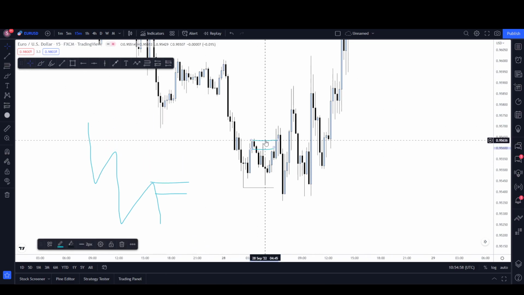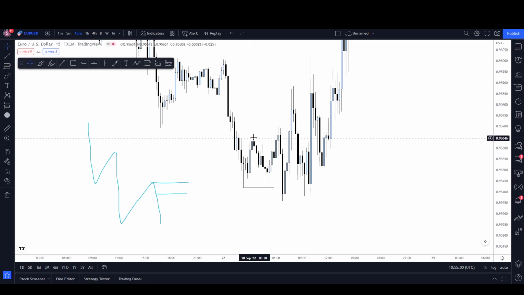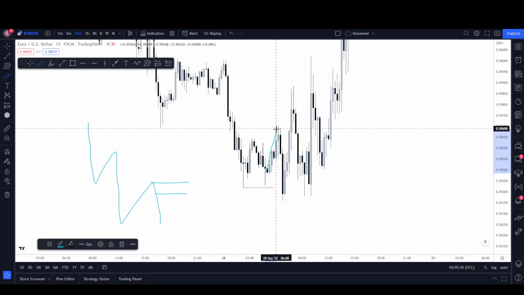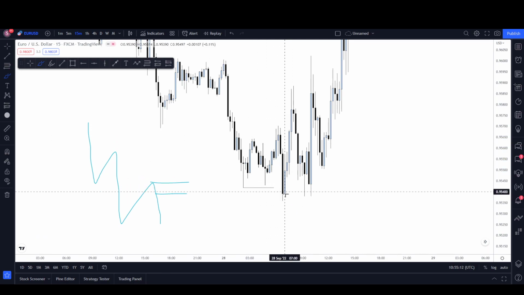Well, it's obvious equal highs. Everyone with two eyes, or even one eye, can just see that's obviously equal highs. It's just obvious. And price nicks it and then targets equal lows as a continuation.